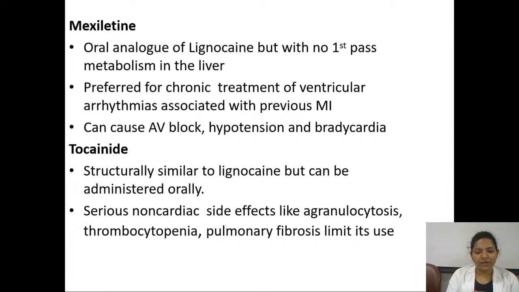Second is mexiletine. Basically, it is an oral analog of lignocaine but with no first pass metabolism in liver. It is preferred for chronic treatment of ventricular arrhythmias that are associated with previous MI. But the side effects of mexiletine are that it can also cause AV block, hypotension and bradycardia. Being an analog of lignocaine, the only difference is that it has no first pass metabolism and it can be given by oral route.